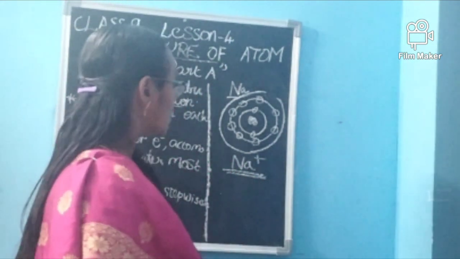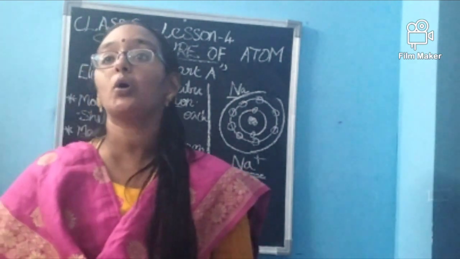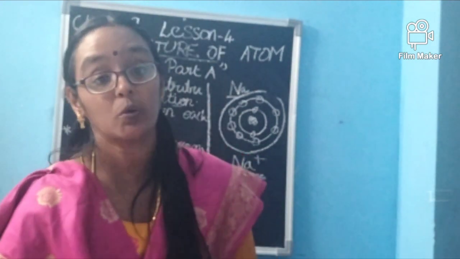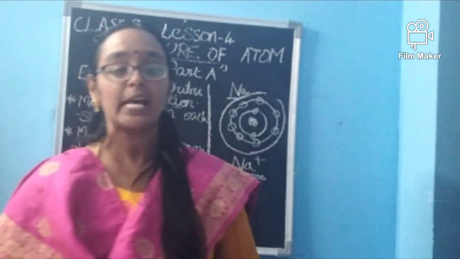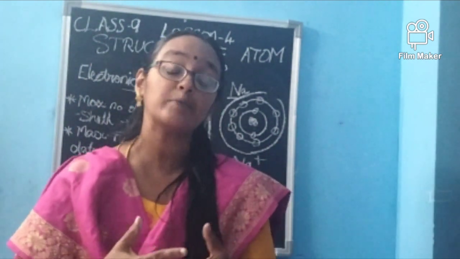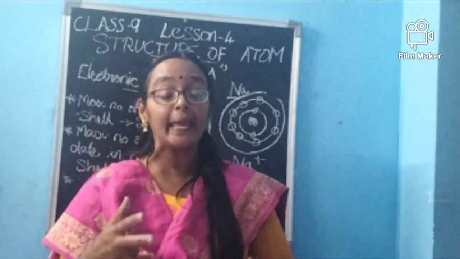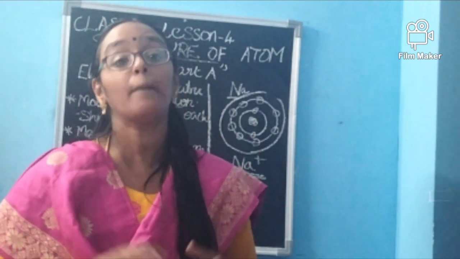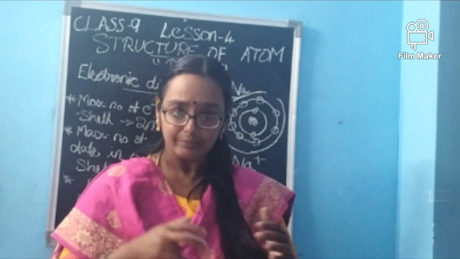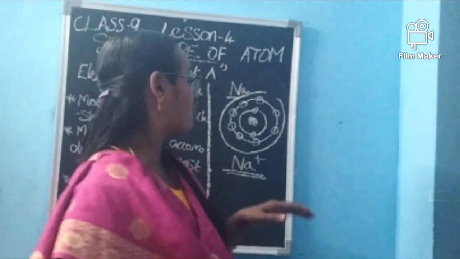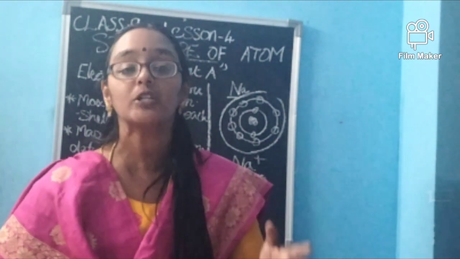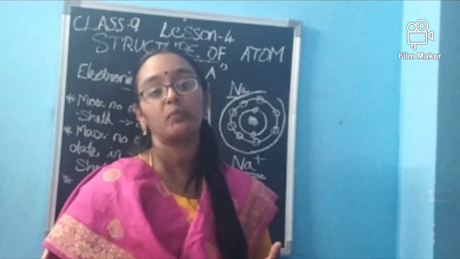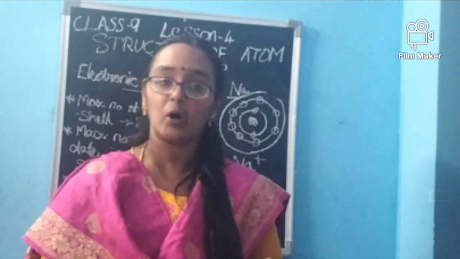Okay? So why this kind of combining capacity? Sodium will lose an electron, which will be accepted by some other atom, making the atoms bond with each other. This is called combining capacity. When we know the structure of the atom, we come to know the combining capacities of the atoms present in these elements.